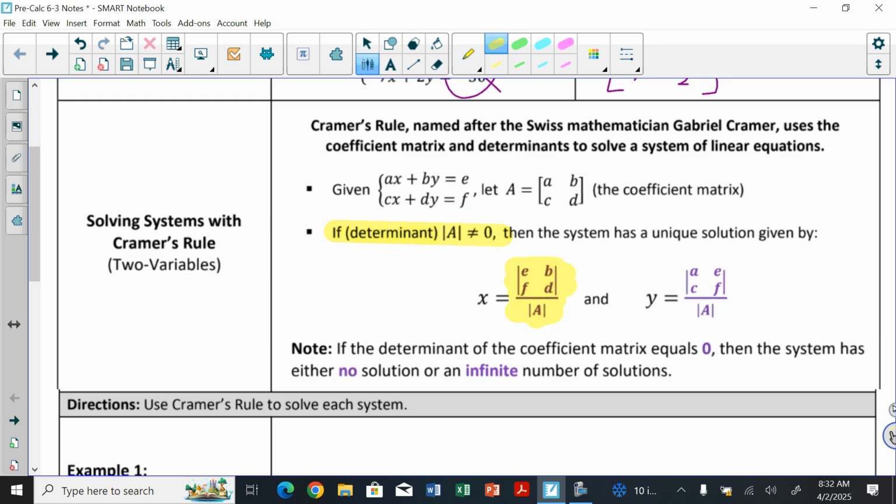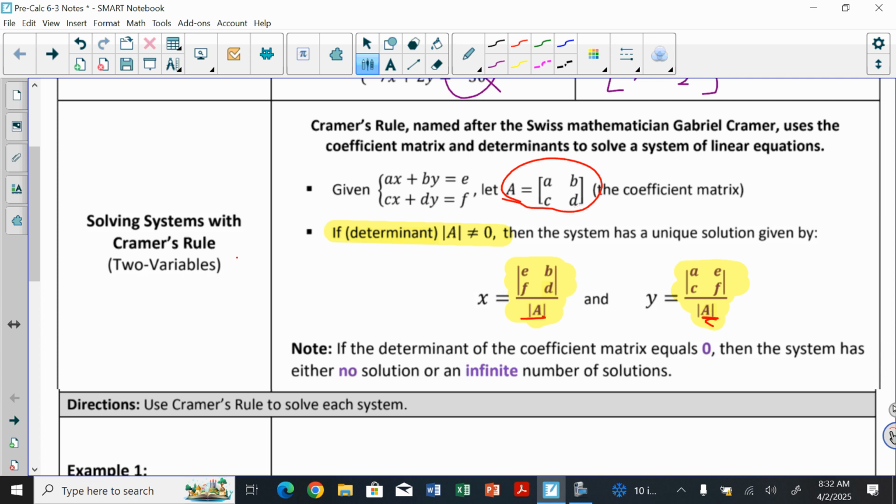For x, you're going to take the determinant of E, F and B, D, over the determinant of A. And then for y, the y coordinate, it's a little bit different: A, C, and then E, F, over the determinant of A. So where did we get those from? We know that our coefficient matrix is how we got the A part. That's right here. We know that part is going to go at the bottom where we divide. But where do the other numbers come from?